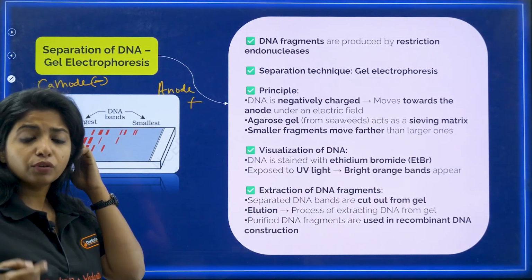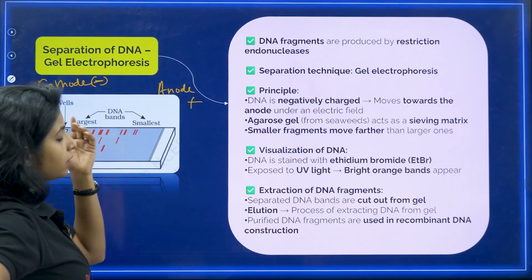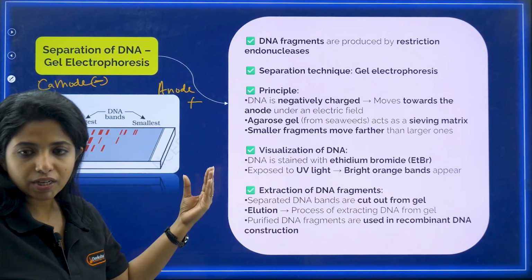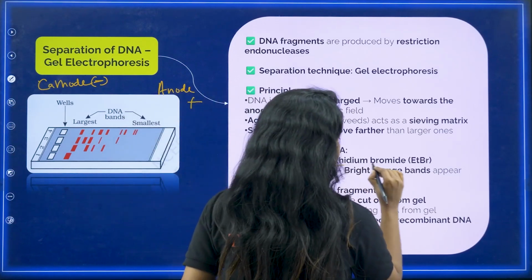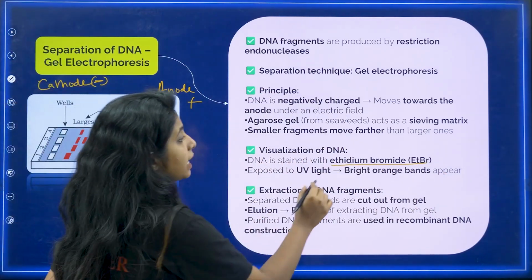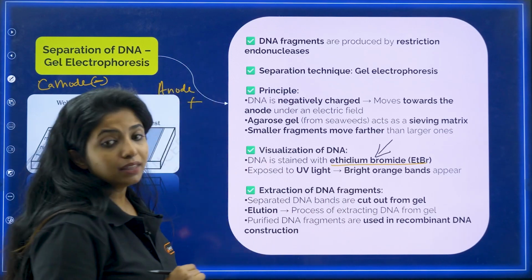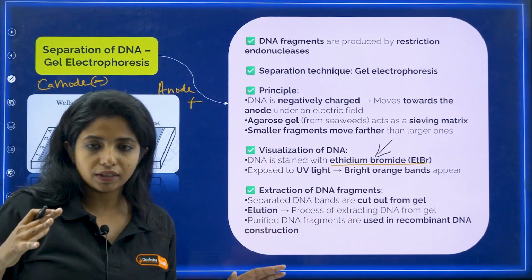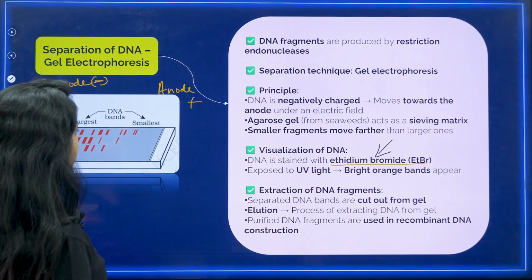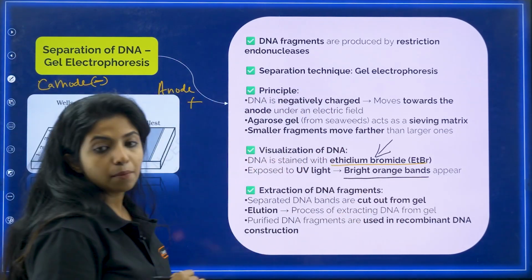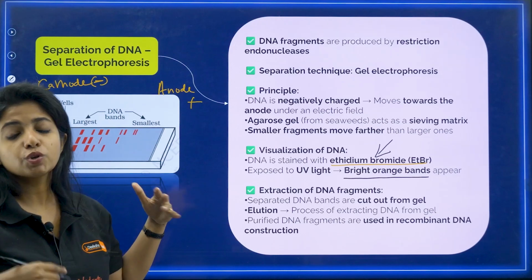How do I view this? How do I understand where the DNA is? I have to take the help of one particular stain. What is this stain? It is known as ethidium bromide. This is a very important question. Ethidium bromide won't be visible unless you put UV light. When you put UV light, the ethidium bromide will give bright orange bands. That's when it becomes visible.